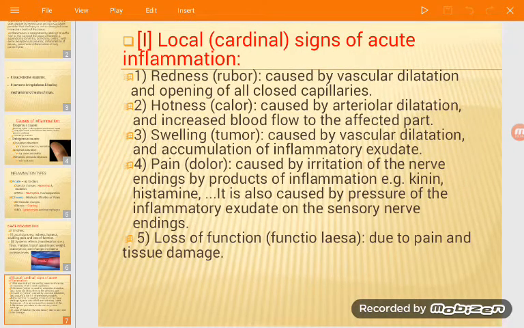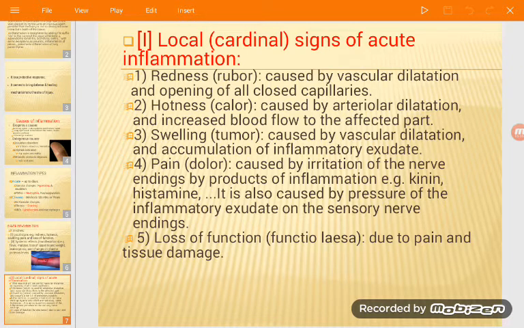The local signs, which are the cardinal signs of acute inflammation, include redness, called rubor; hotness, called calor; swelling, called tumor; pain, called dolor; and loss of function, called functio laesa.